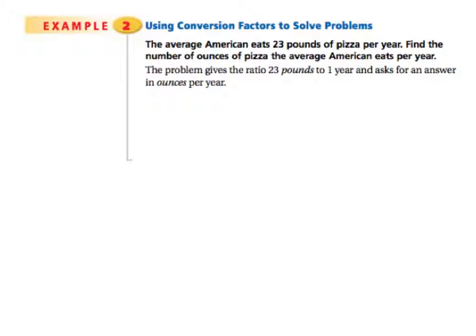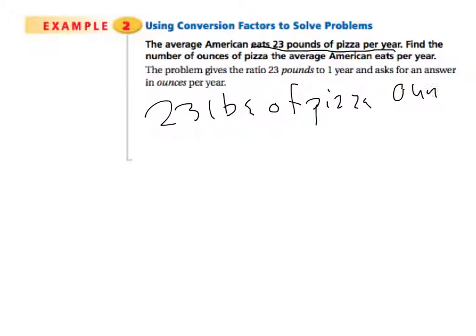So, using conversion factors to solve problems. The average American eats 23 pounds of pizza per year. Find the number of ounces of pizza the average American eats per year. In this word problem, we have to figure out what we have and what we are looking for. We know there are 23 pounds, LBS is pounds, of pizza, and we want ounces.